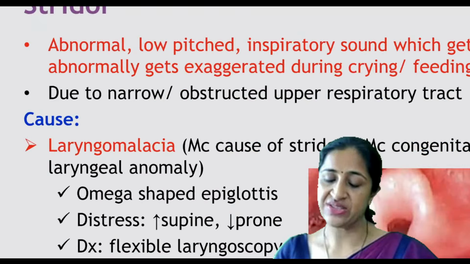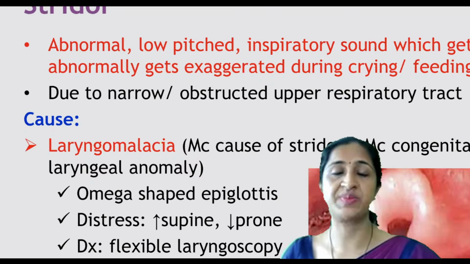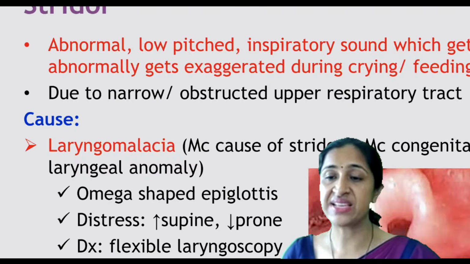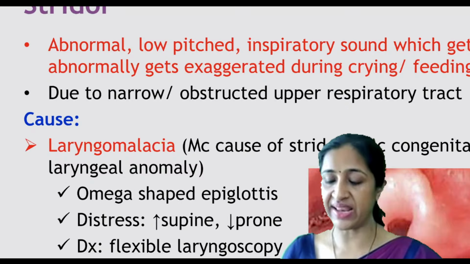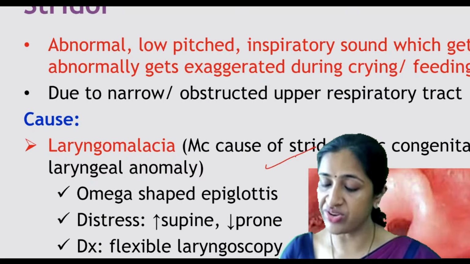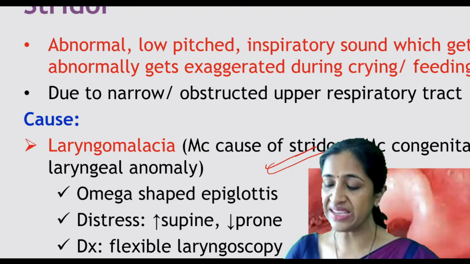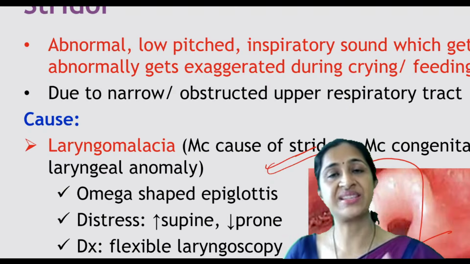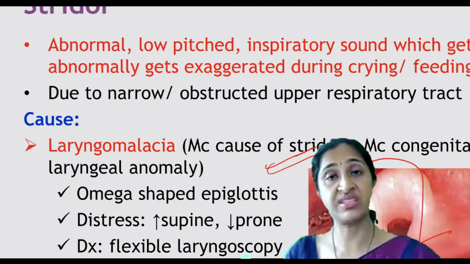Okay, so let's discuss the causes of stridor. It is an abnormal low-pitched inspiratory sound, you all know this, exaggerated during crying and feeding. This occurs because of a narrow upper respiratory tract. Causes: laryngomalacia is the most common cause of stridor and the most common congenital laryngeal anomaly. Here the larynx is typically omega shaped. The child has more distress when supine, it reduces when prone, and increases when crying.